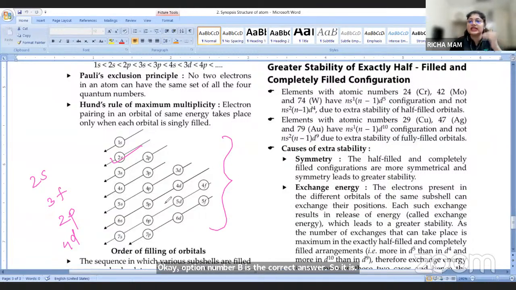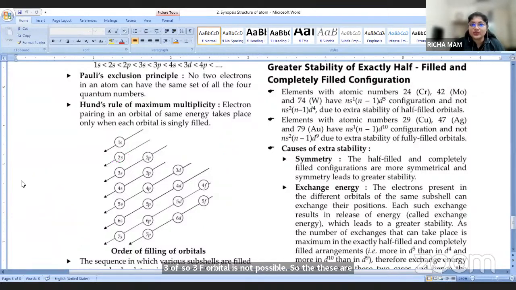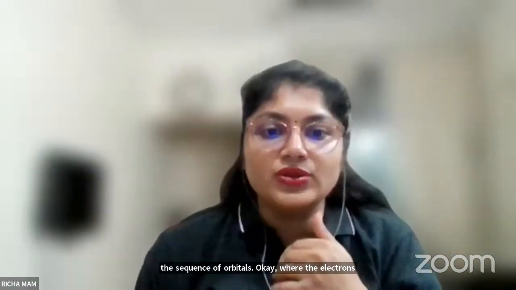So this is the sequence of orbitals where the electron filling takes place. How are you going to fill up the electrons? It is through the Aufbau principle. Fine. So now let us continue with the questions.